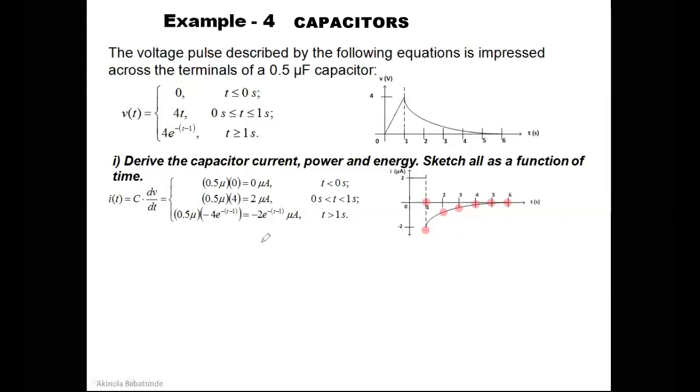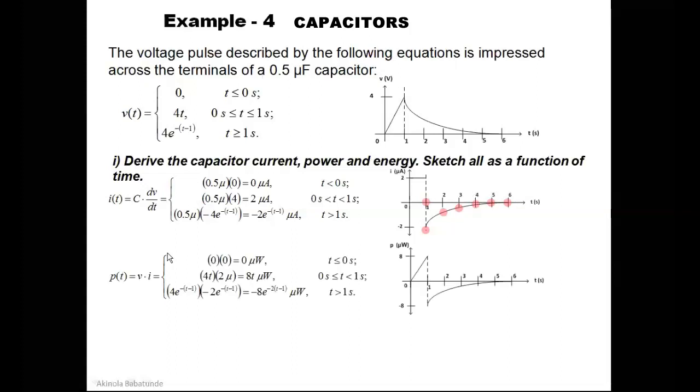All right. So let's take it a step further. Now we want to find power. We have dealt with current. We want to find power, and we do know that power is the same thing as voltage times current. So now that we have current and we have our voltage, we're just going to multiply voltage and current together to obtain our power.